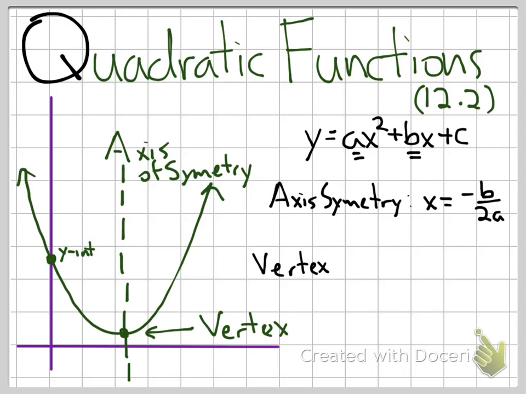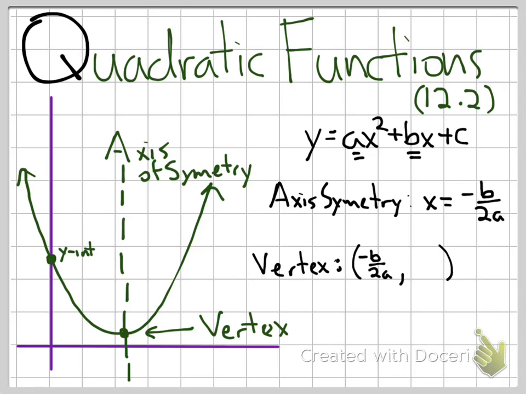Now the vertex we know is the xy value, and we talked about in the previous part that the axis of symmetry and the vertex are the same value, so that's negative b over 2a for the x value. The y value, we'll get back to that.